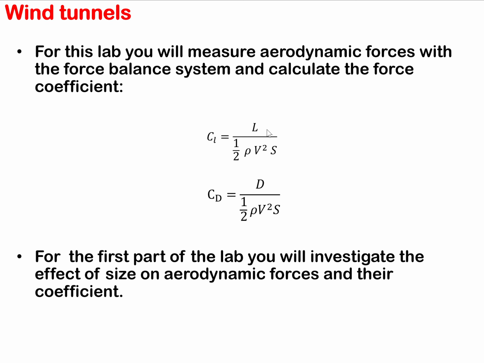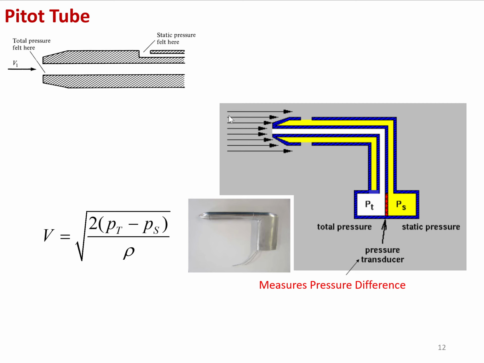Lift is something that is measured by the wind tunnel. Density, we can Google at the specific atmospheric conditions what the density is. The only thing that we don't really have any information on is the velocity, which essentially means that we have to have a sensor that can measure the velocity for us. And we do have a sensor for this. That sensor is called a pitot tube.